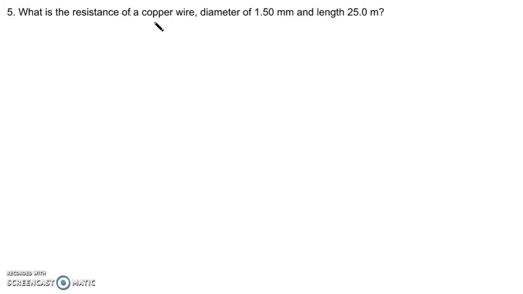What is the resistance of a copper wire, diameter of 1.5 millimeters and length of 25 meters? So for this, we're going to use the equation resistance equals the coefficient of resistivity times length all over surface area, or area.